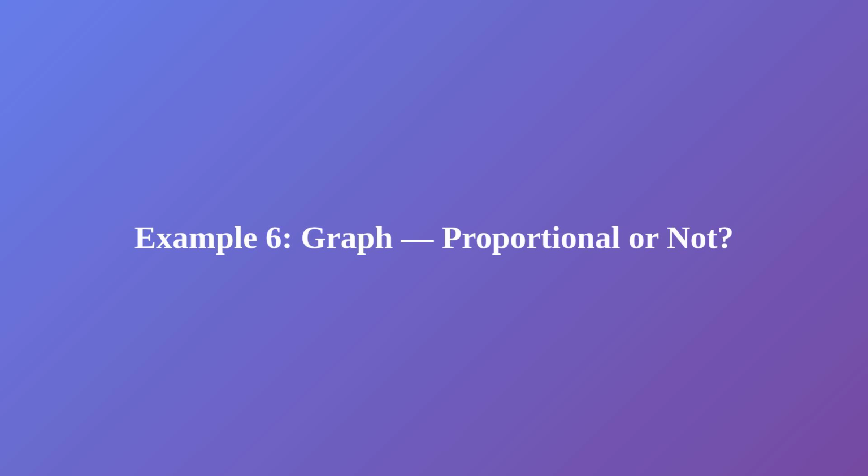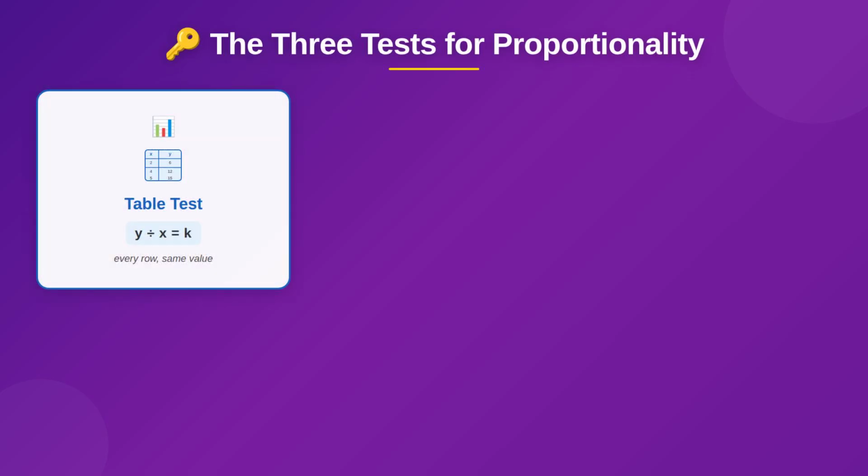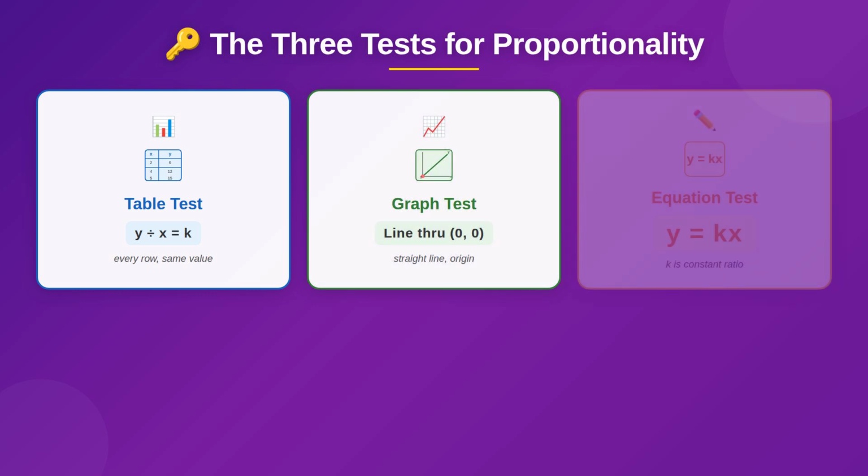Last example. Look at this graph. It shows a straight line, but the line crosses the y-axis at the point 0, 3, not at the origin 0, 0. Even though the line is perfectly straight, it does not pass through the origin. So this relationship is not proportional. It's actually a linear relationship. Straight line, but not proportional. Remember, for proportional, the line must go through 0, 0. That's the golden rule of proportional graphs. Maya's got it memorized now, and so do you.